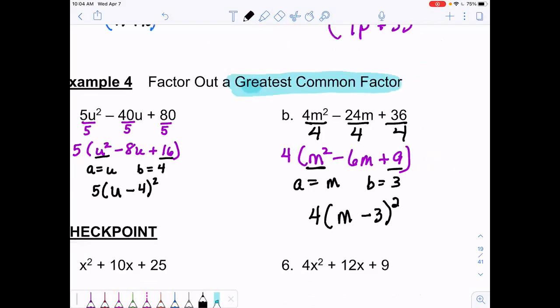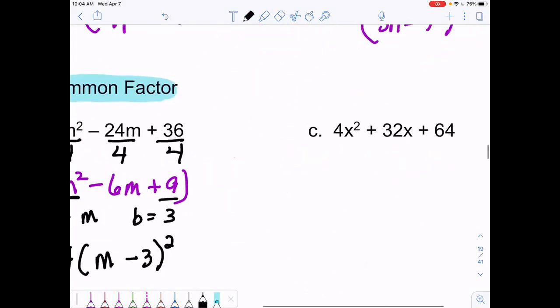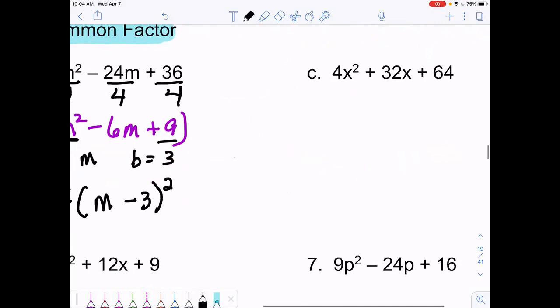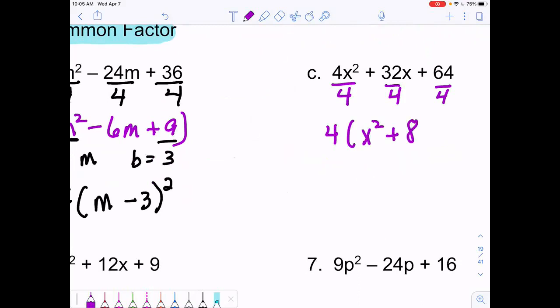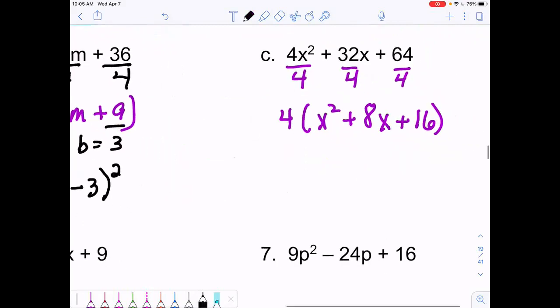The last one on here, 4x squared plus 32x plus 64. GCF first, always the first step of factoring. Is there a GCF? It looks like probably a 4 in this case. So x squared, taking out a 4, 8x, and then 64 divided by 4 is 16. So take out a GCF.